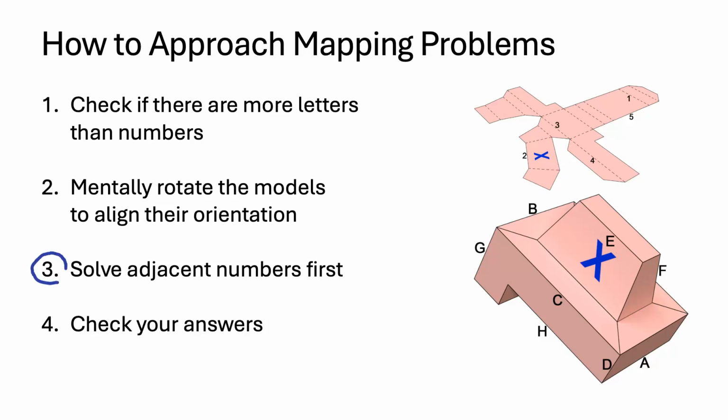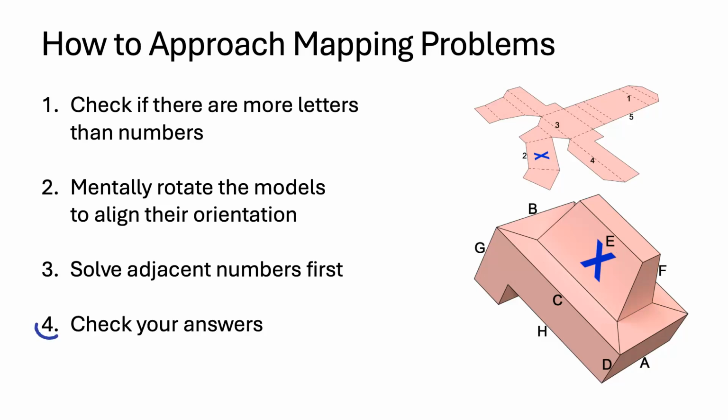The third step is to solve adjacent numbers first. So what do we mean? Well, for example, in the 2D representation, we see 1 and 5. These are adjacent. These two numbers are next to each other. So you should solve these in pairs, because when you answer one number, you match it to the corresponding letter, it makes it easier to match the next number. So you don't necessarily have to go 1, 2, 3, and so on. You can choose the order based on how the numbers and letters are laid out in the two different images.